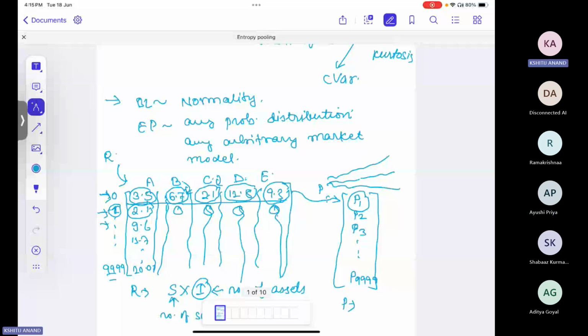Very good. You see, S into 1, right? So basically, we have S scenarios, so we will have the probability of all the S scenarios. So this is the probability matrix.